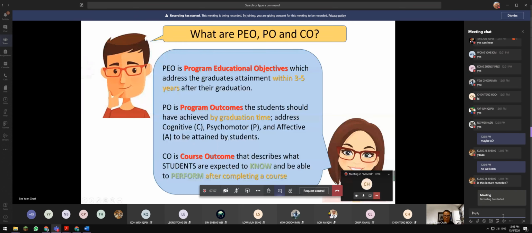Okay, so PEO basically is a program educational objective, which addresses the graduate attainment within 3 to 5 years after you graduate. Whereas PO is a program outcome. By the time you graduate, you have already achieved these program outcomes, our university program outcomes, addressing cognitive, psychomotor, and affective. Whereas a course outcome describes what students are expected to know and be able to perform after the completion of this course. It means after you complete this embedded system design course, you definitely, or I hope that you, meet all the course outcomes.